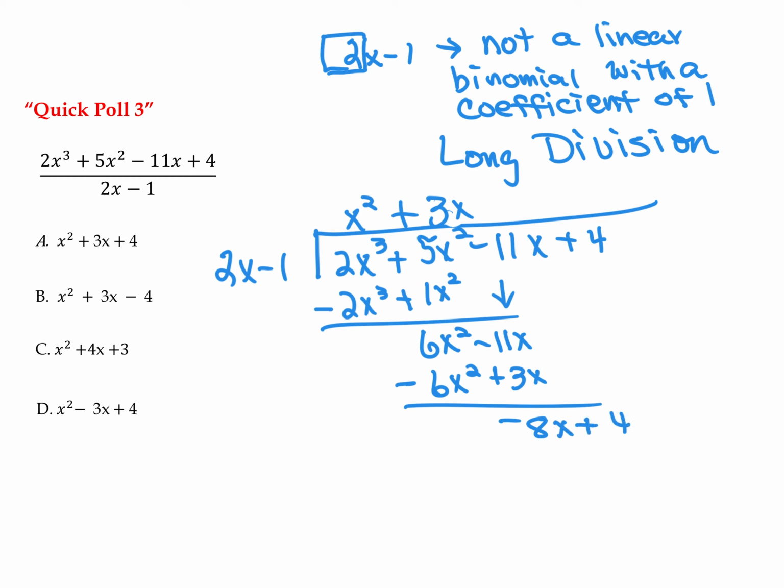I now divide negative 8x by 2x, and it goes negative 4 times. I multiply negative 8x plus 4. I subtract. This becomes positive. This becomes negative. And my remainder is 0. Therefore, my answer would have been answer B.